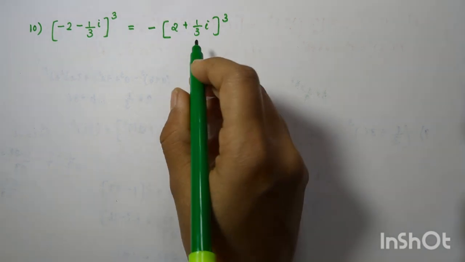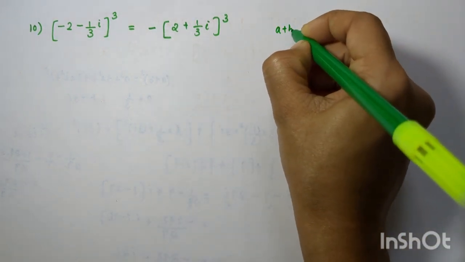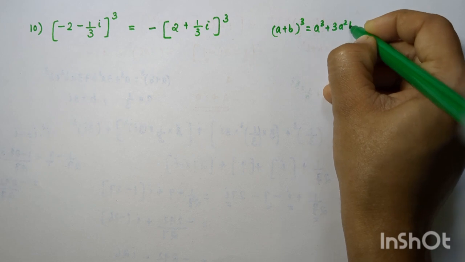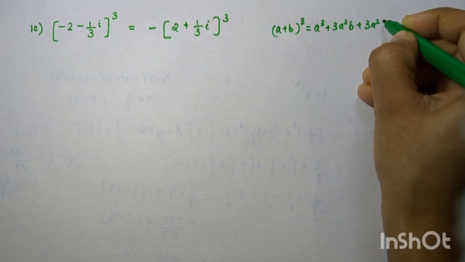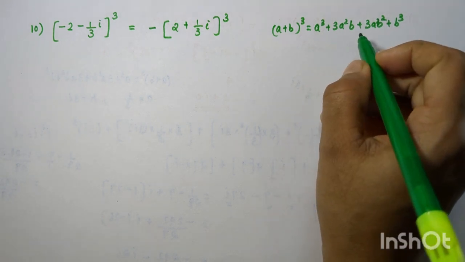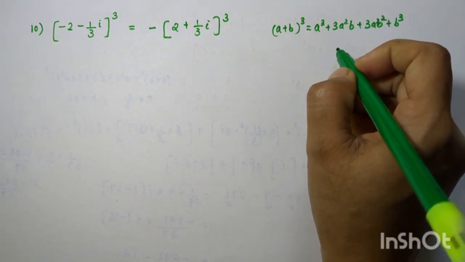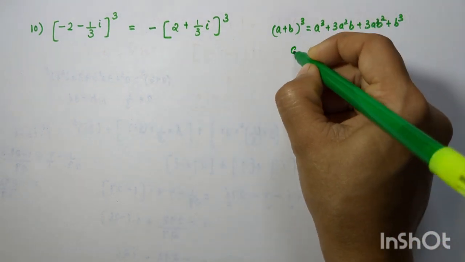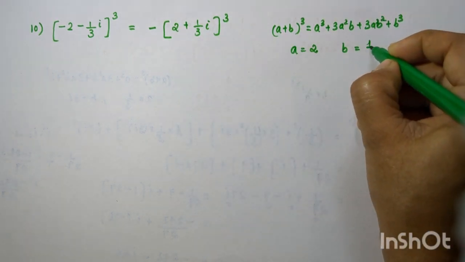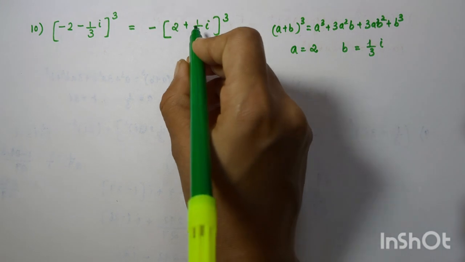Okay, now this is of the form a plus b whole cube, which can be written as a cube plus 3a square b plus 3ab square plus b cube. This equation is true for real numbers as well as for complex numbers. So in our case, a is actually equal to 2 and b is actually equal to 1 by 3i.